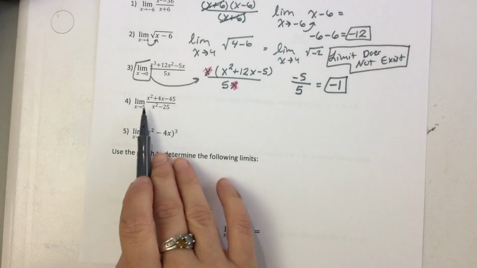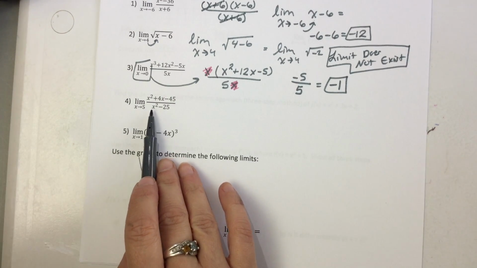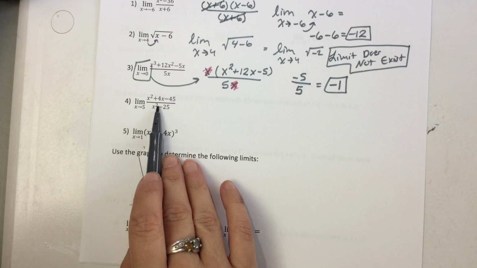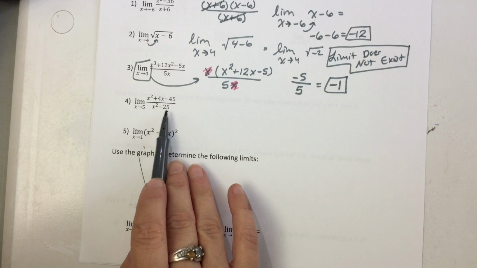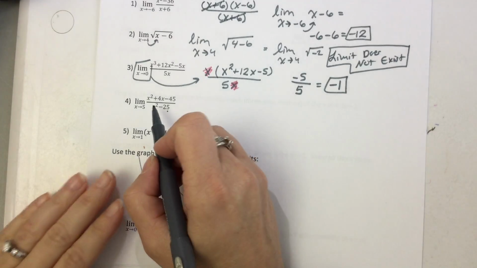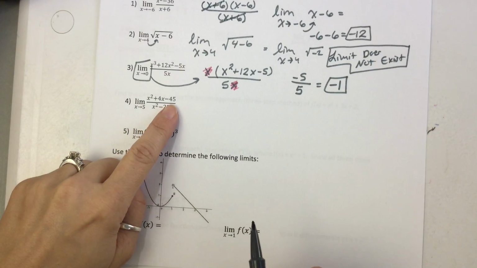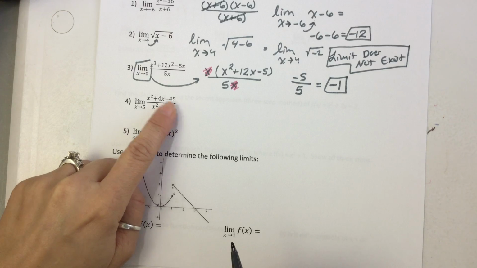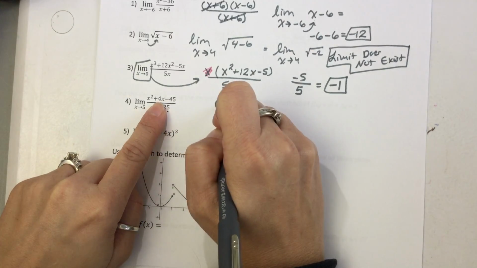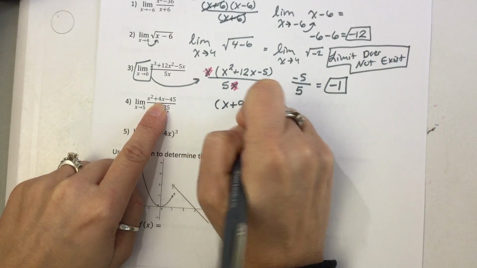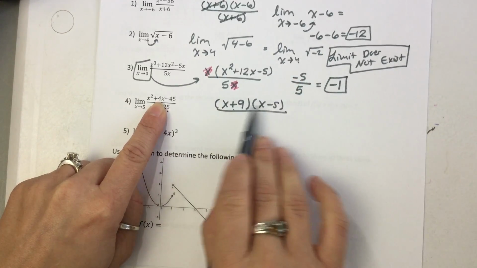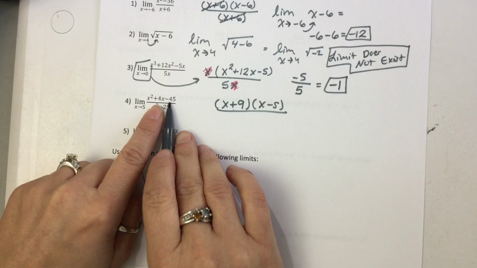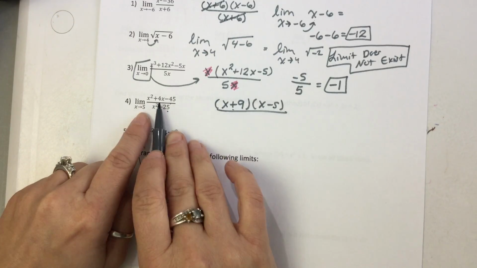Next one. I cannot put a 5 in here because 5 squared is 25, and 25 minus 25, well, that's 0. Okay, that doesn't work. So what I have to do is go ahead and factor if I can. Two numbers that multiply to negative 45 and add to a positive 4, well, that would be positive 9 and negative 5. Because 9 times negative 5 gets me to my negative 45. 9 minus 5 is 4.